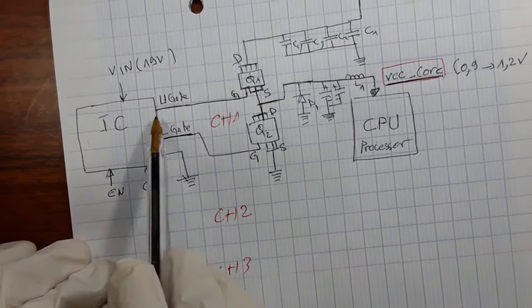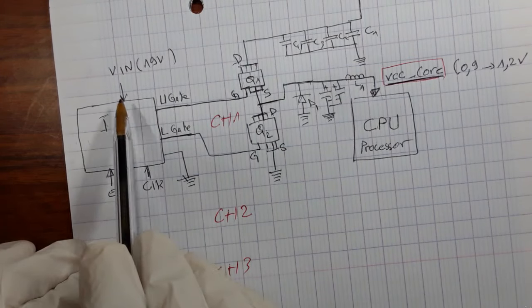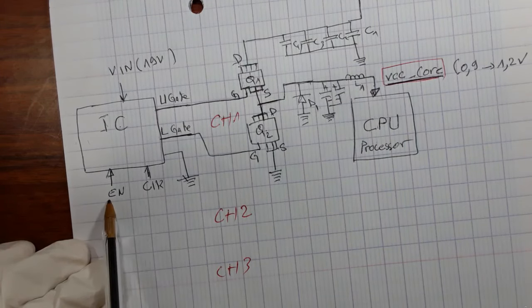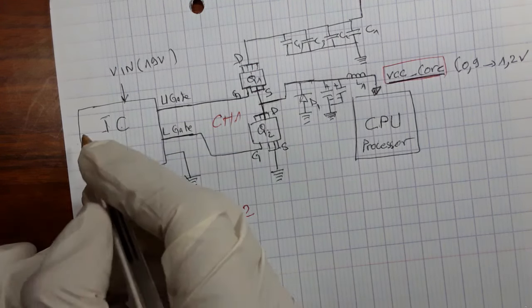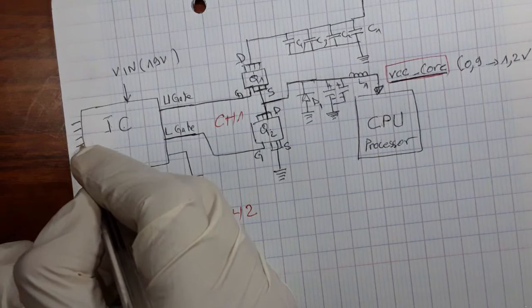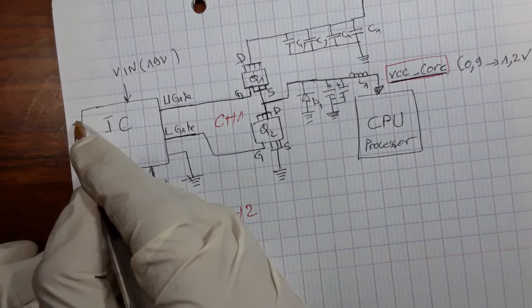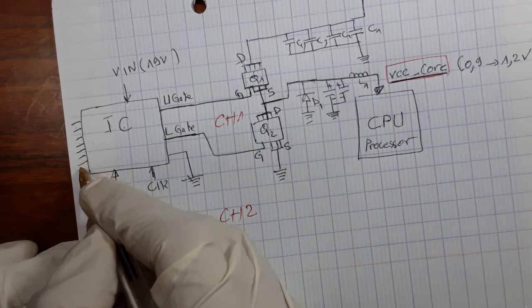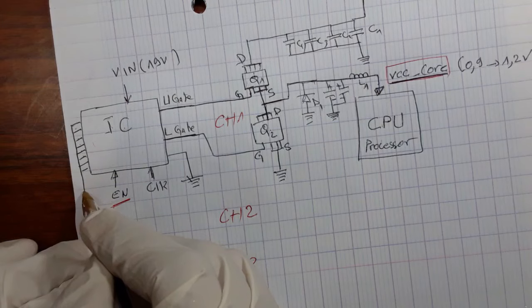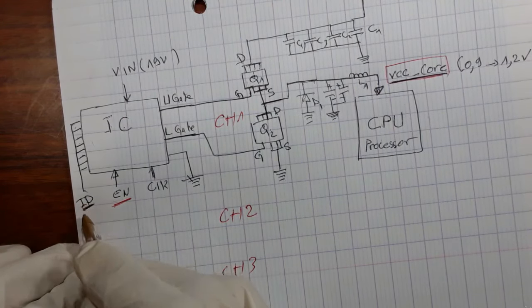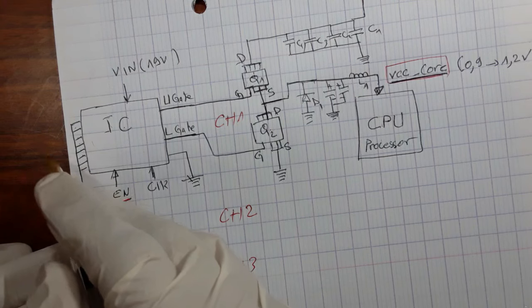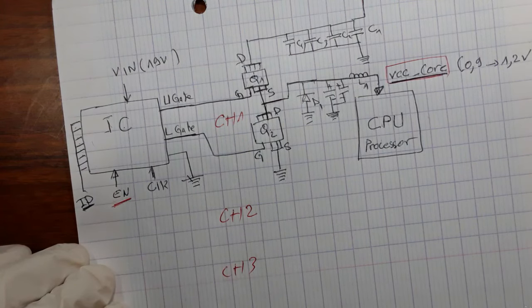When this IC receives the clock and the enable signal, and also other signals, the ID signals, about 8 signals: 1, 2, 3, 4, 5, 6, 7, 8. All those are ID signals.